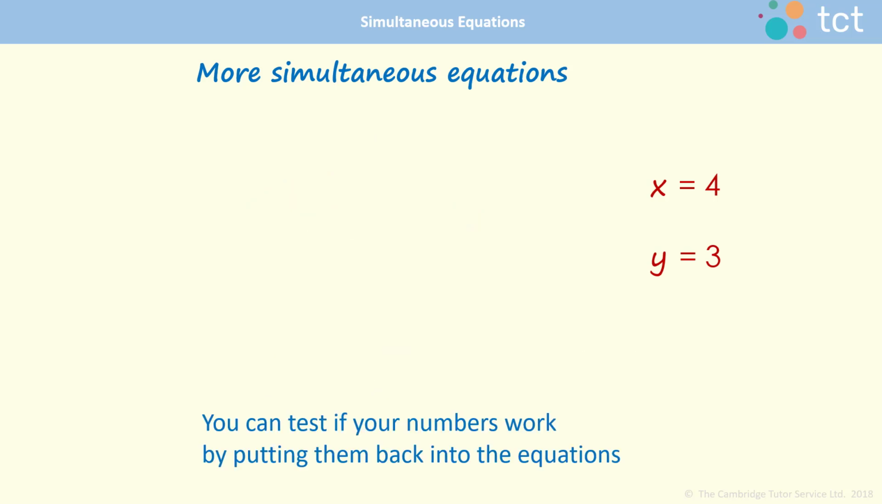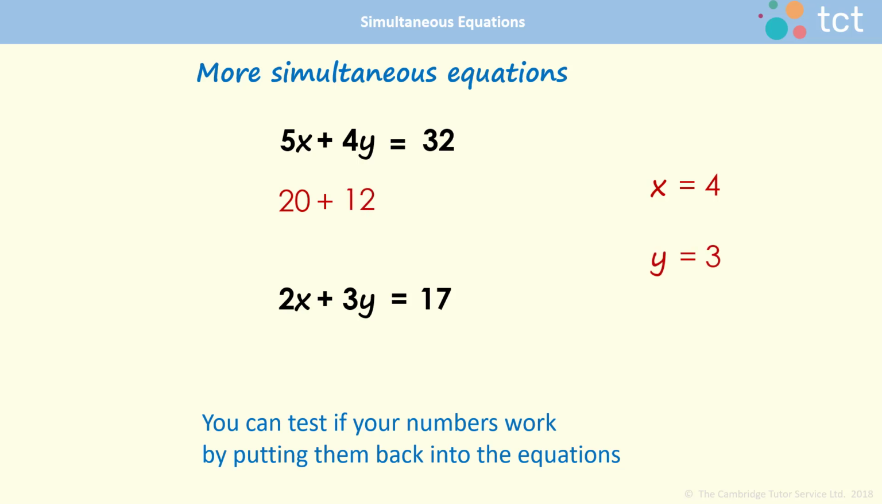And you can always test that you have the right numbers by putting them back into one or both of the equations. So I'm going to put them into both here, just to show you how it works. So here we have our two original equations, and if we remember that x equals 4, 5x is going to be 5 times 4, which is 20, and we're adding that to 4y, and if y is 3, then 4 times 3 is 12. 20 add 12, that's 32.